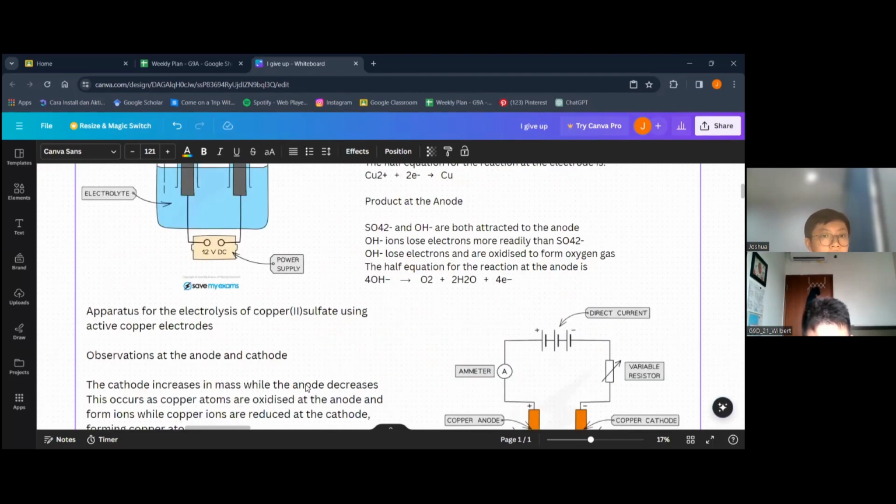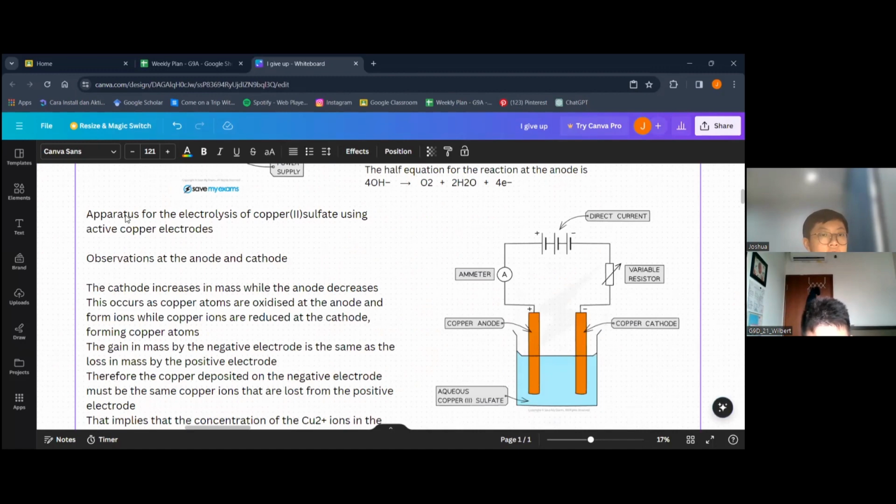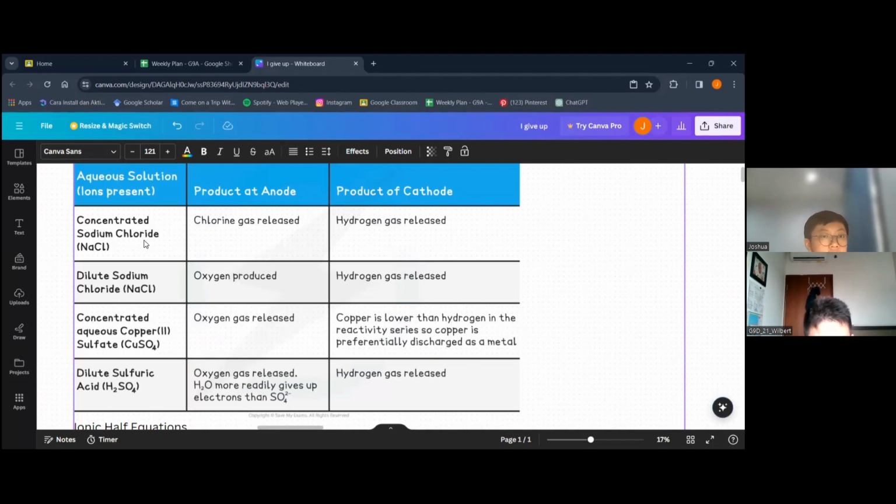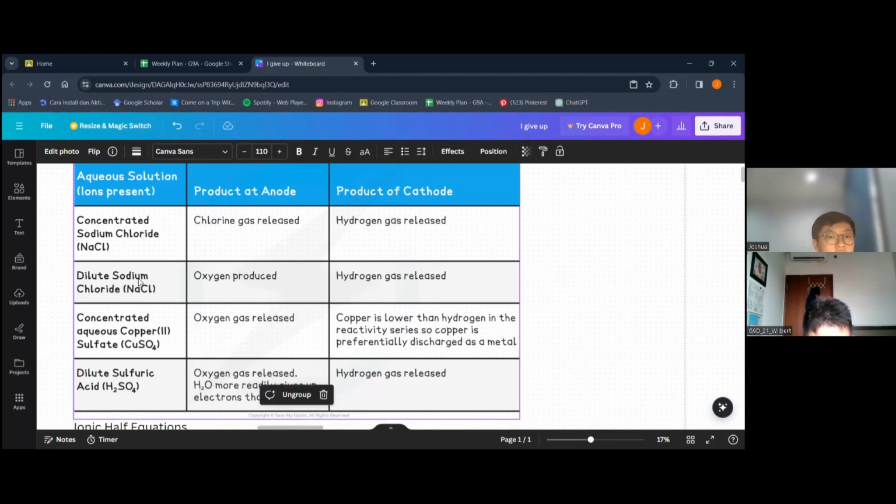So now, this is a basic table of aqueous solutions. So concentrated sodium chloride, NaCl. At the anode, of course, chlorine is group 7, so it's released. And at the cathode, it's hydrogen gas. And concentrated and dilute are different, as dilute means if it's a dilute sodium chloride solution, there is more water than there is sodium chloride. But in concentrated, there is a near equal amount.